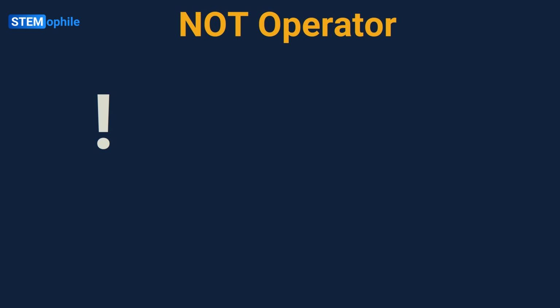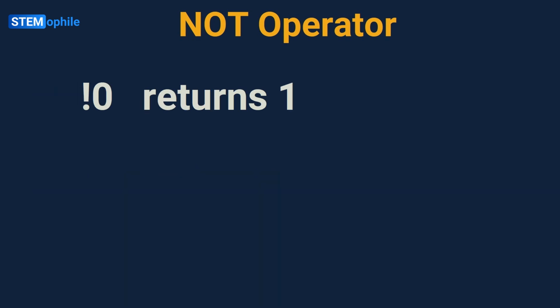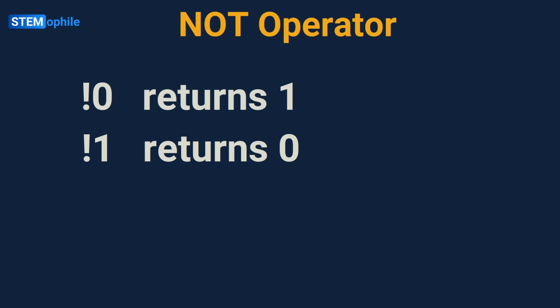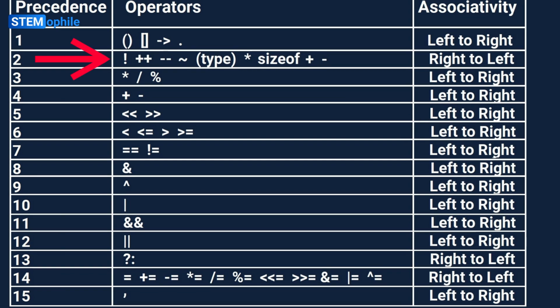The NOT operator simply flips the truth value. Not true becomes false. Not false becomes true. Not 0 returns 1. Not 1 returns 0. Not 5 also returns 0 because 5 is a non-zero number, which is considered true. The NOT operator has a very high precedence, even higher than arithmetic and relational operators.